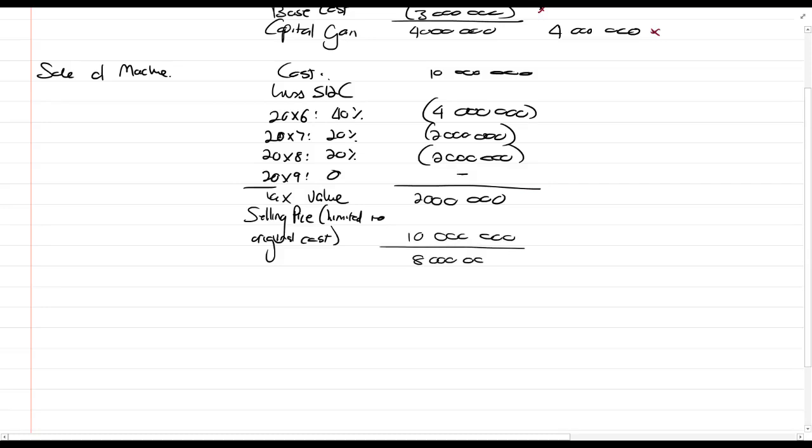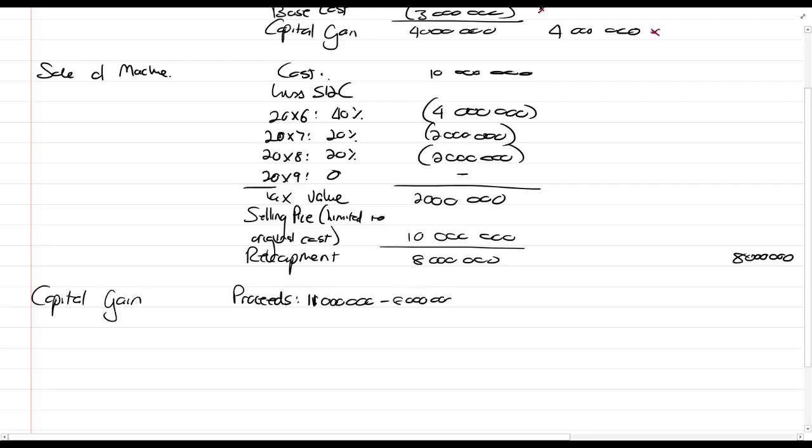This is 8 million rands as a recoupment. Okay, so that gets included, our 8 million rands. Then we have to calculate our capital gain. Proceeds is 11 million rands minus the 8 million rands gives us 3 million rands.